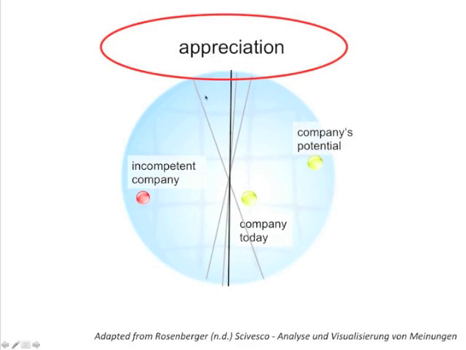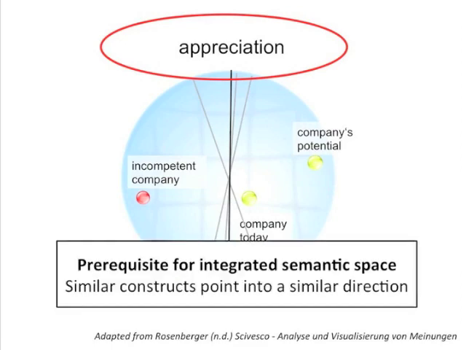But you see one thing, when does this make sense? It only makes sense if the 3 single axes point in a similar direction. Because if I project from this element on this axis, and on the average axis, it should be about the same. If not, a single axis does not make sense. So we have a prerequisite for an integrated semantic space, which is that similar constructs, which means semantically similar, point into a similar direction in the shared space. Then and only then we can speak of a shared semantic space. We will see later on that this is not always the case.